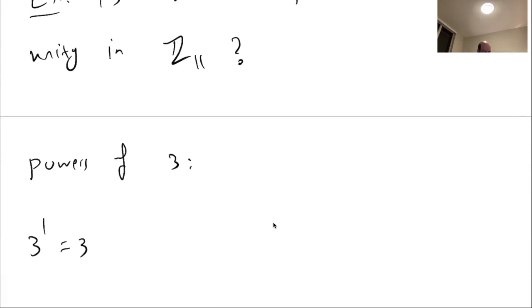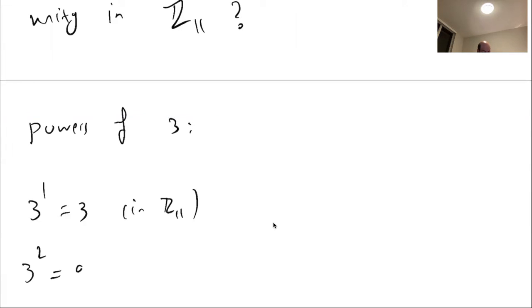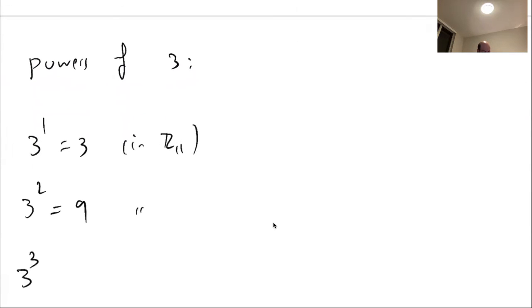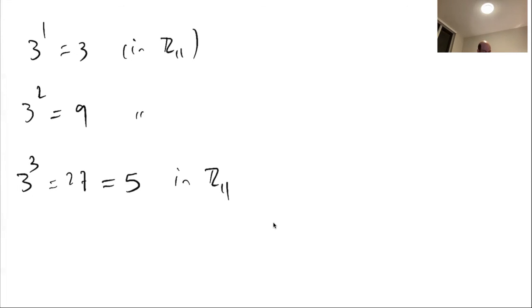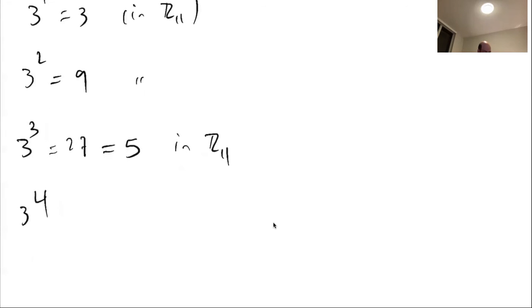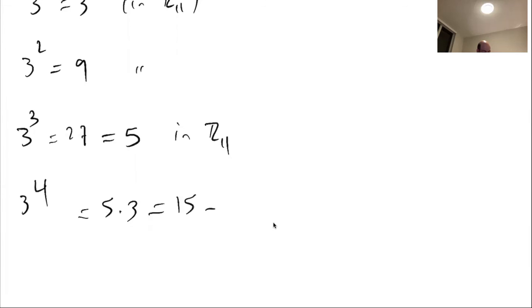So 3 to power 1 is 3 in Z_11. 3 to power 2 is 9 again in Z_11. 3 to power 3 is 27, which is the same as 5 in Z_11, right? Because 27 minus 5 is 22, which is divisible by 11. So 27 is the same as 5 in Z_11. What about 3 to the power 4? So that's going to be 5 times 3, because 3 to the power 3 is the same as 5. So 3 to the power 4 is the same as 5 times 3, which is 15. And 15 is the same as 4 in Z_11.